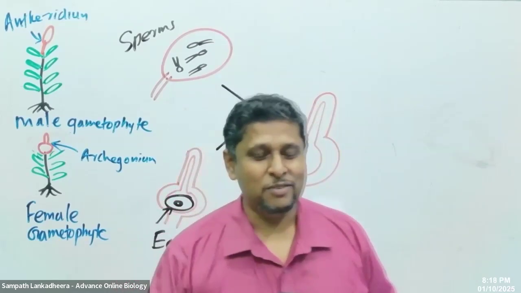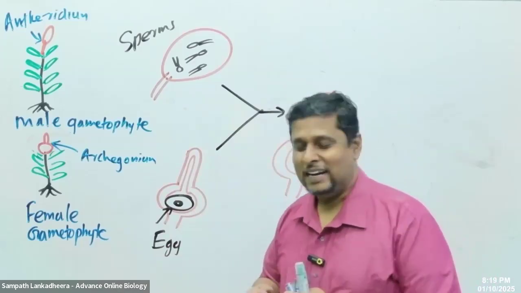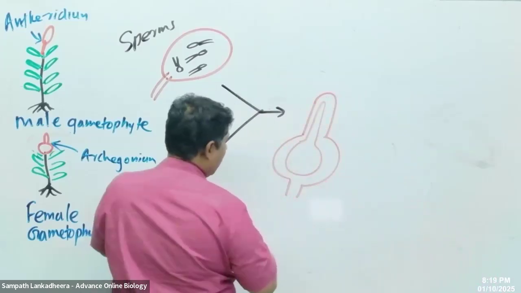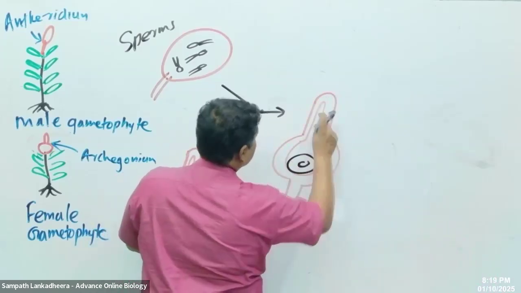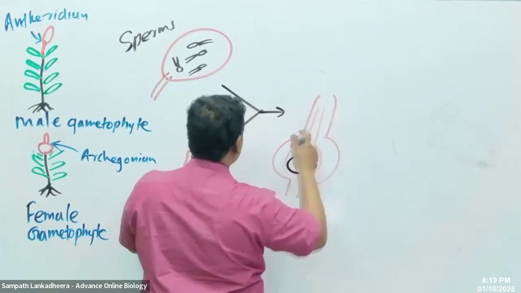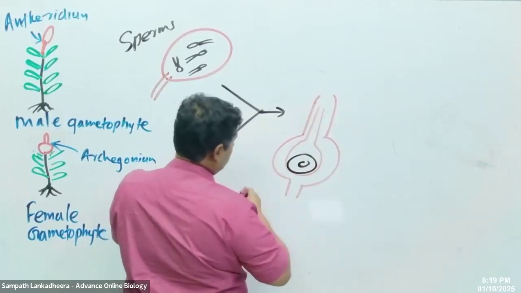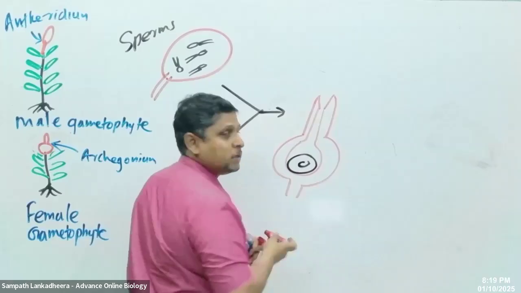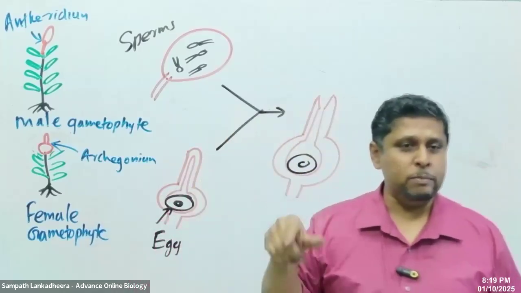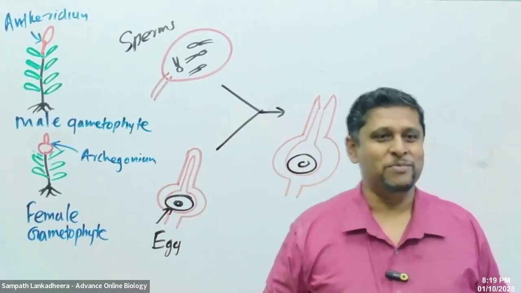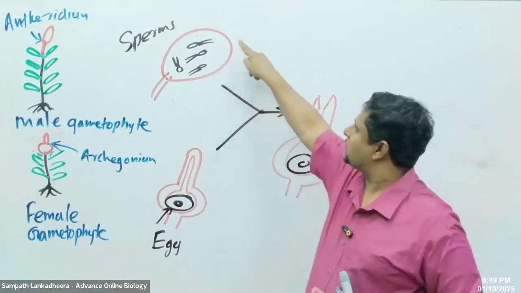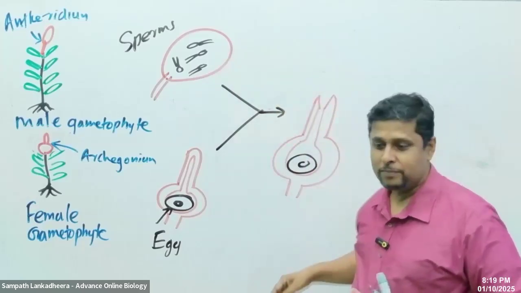Is it called external fertilization or internal fertilization? You can type and let me know. Sperms are going to swim into the archegonium.